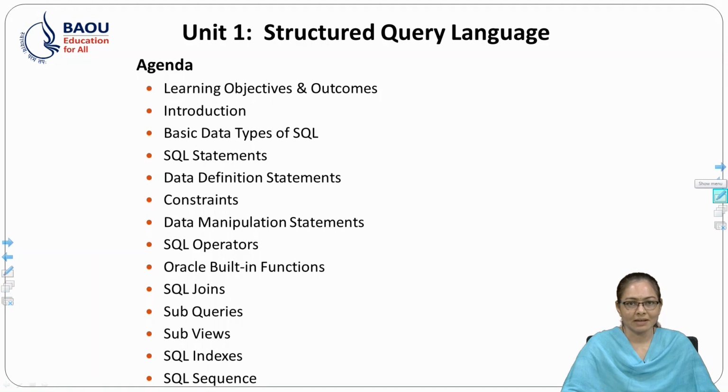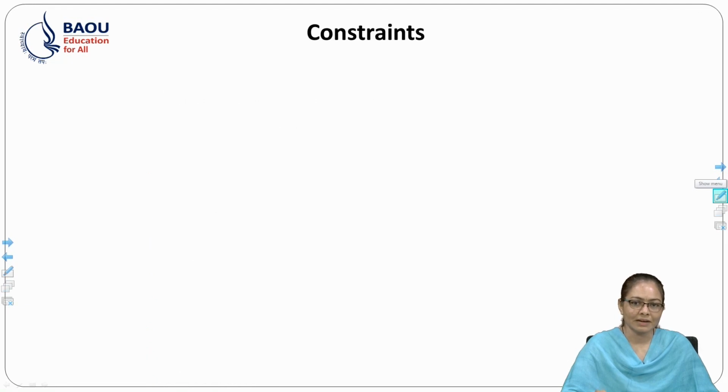From this agenda, in the first session, we have already discussed the SQL data types, SQL statements like DDL, DML, DCL, TCL, and data definition statements like create table, alter table with add, modify and drop command, rename, truncate and comment command. In today's session, we will discuss the remaining topics like constraints in detail with examples. Now we start with the constraint.